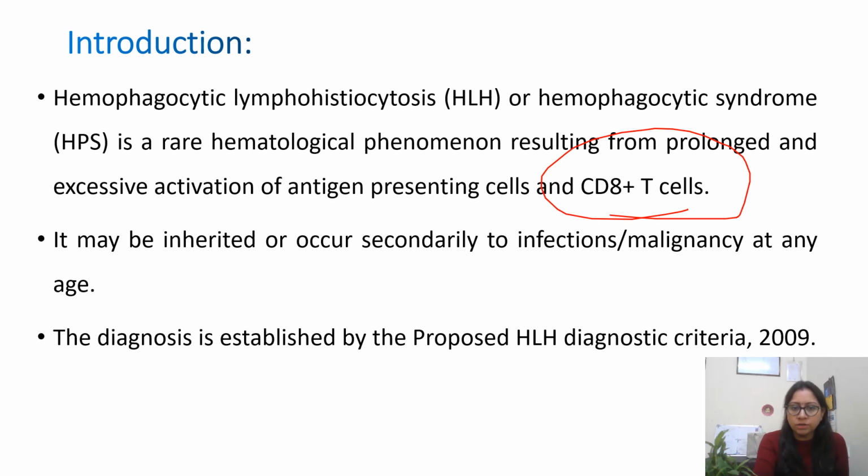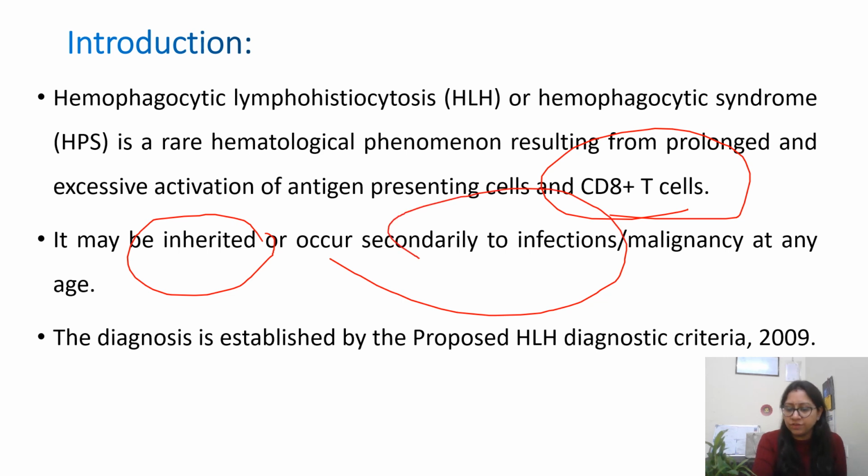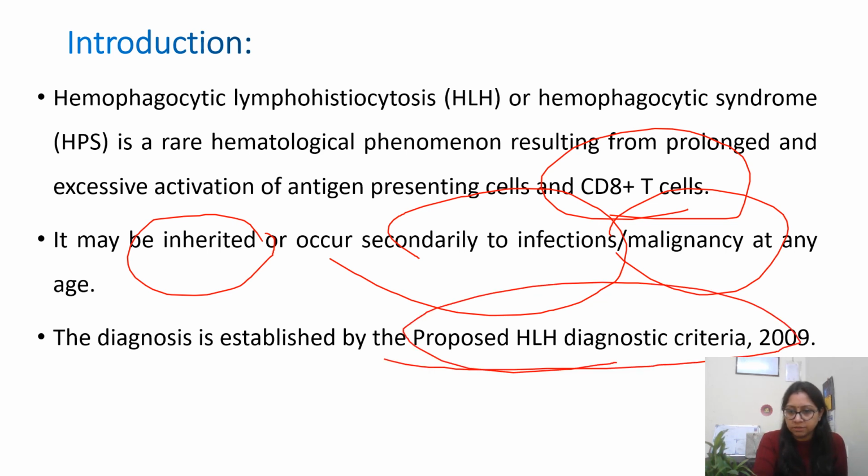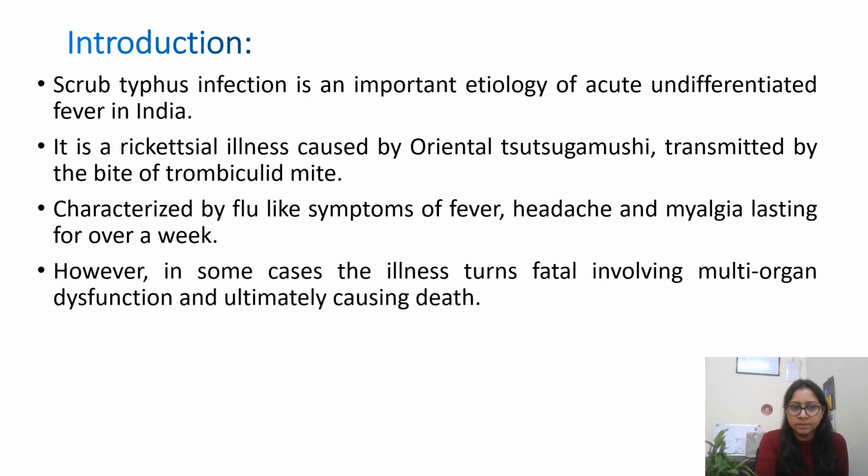So it can be inherited also. This HPS, that is hemophagocytic syndrome, can be inherited, as well as it can occur secondarily to different kinds of infection, malignancy, and it can occur at any age. And diagnosis is established by the proposed HLH diagnostic criteria. So we have certain diagnostic criteria which have to be satisfied to arrive at a diagnosis of HLH or HPS. Now we are studying this HLH in association with scrub typhus.